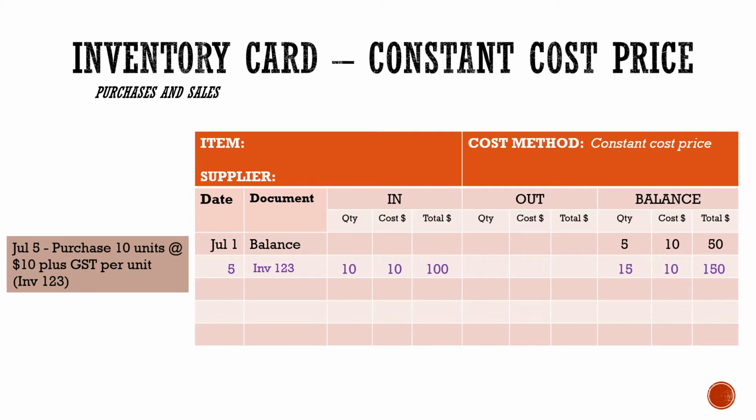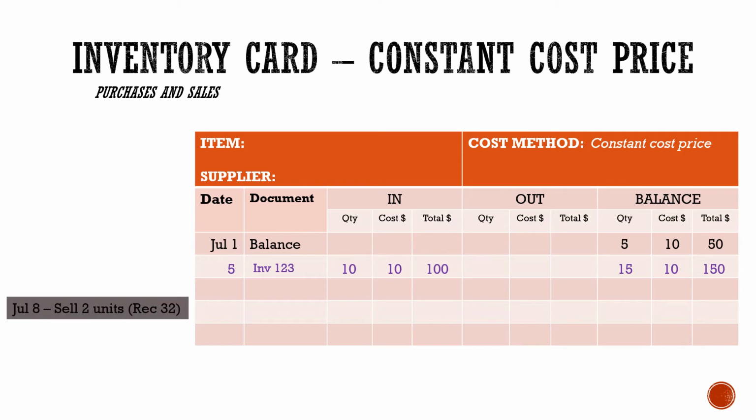In the balance column, we update to show 15 units on hand with a cost price of $10 per unit. Now on the 8th of July, we have sold 2 units. So we write the date, the document ID, which is receipt 32. And because this is a sale, it means that 2 units are going out of our inventory warehouse. So in the inventory card, we record in the out column 2 units that were sold with a cost price of $10 per unit. Our balance is now 13 units on hand with a cost price of $10 per unit.